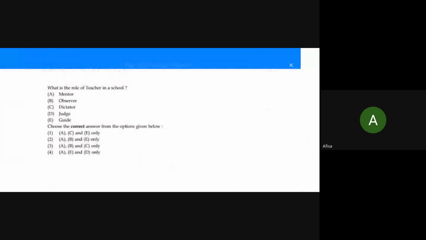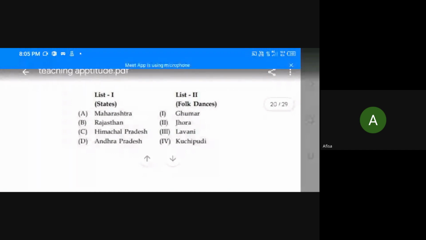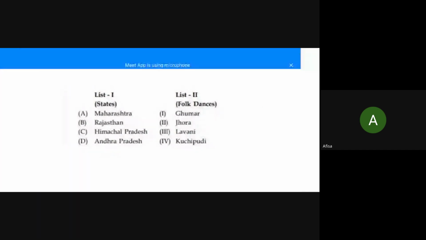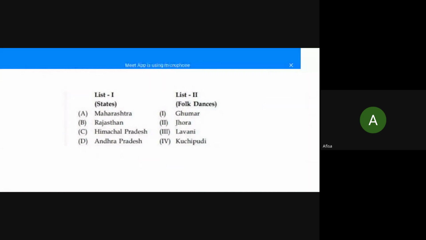Next question is: we are given two lists, list one and list two. In list one, we are given states, and list two has folk dances. So we have to match each state with the correct folk dance. Option A contains Maharashtra, Rajasthan, Himachal Pradesh, Andhra Pradesh in list one, and list two contains the folk dances Ghumar, Jora, Lavani. So we have to match it with the correct answers. So I will tell the answers.